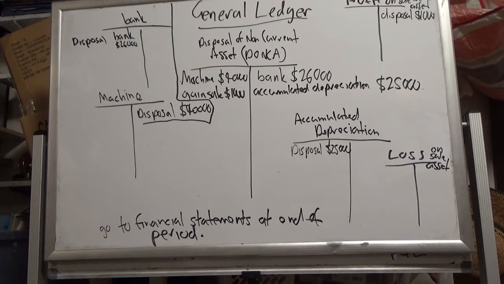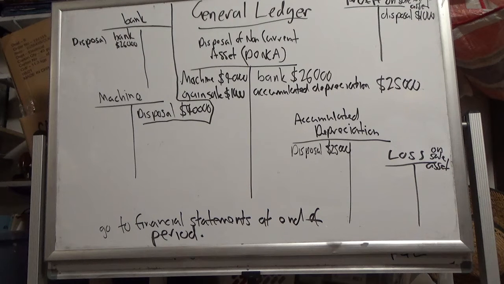The next posting is machinery, and so we know our general journal entries, debit DONCA 40,000 and credit machinery 40,000. So we go to DONCA first, and we label it the debit machinery 40,000. Then we go to the machinery general ledger, and you credit the machinery $40,000, and label it the opposite thing, disposal. Okay, so that's the second general ledger posting.